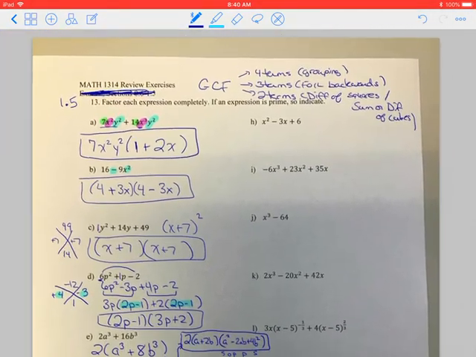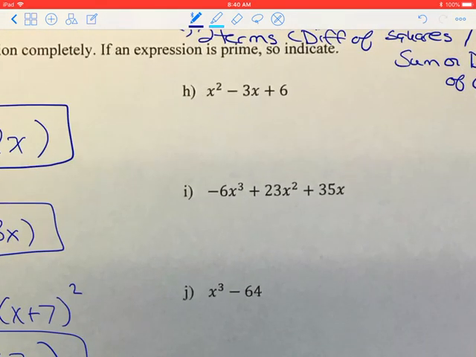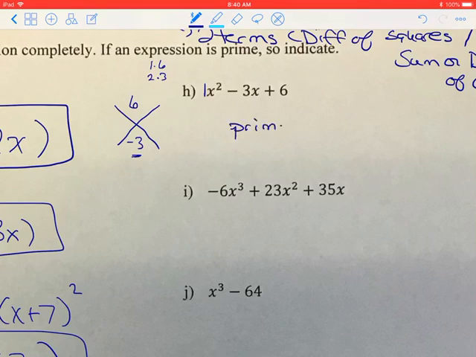All right, so let's try H. So I'm looking at H and I'm not seeing any common factors. I've got a nice coefficient of 1. So I want numbers that multiply to make 6 and add to make negative 3. Well, if I think about factors of 6, I've got 1 times 6 and 2 times 3. There's no way to add or subtract those in any way and get a negative 3. So this one is impossible, so we just say that it's prime. Will not factor at all. All right, moving down to I.